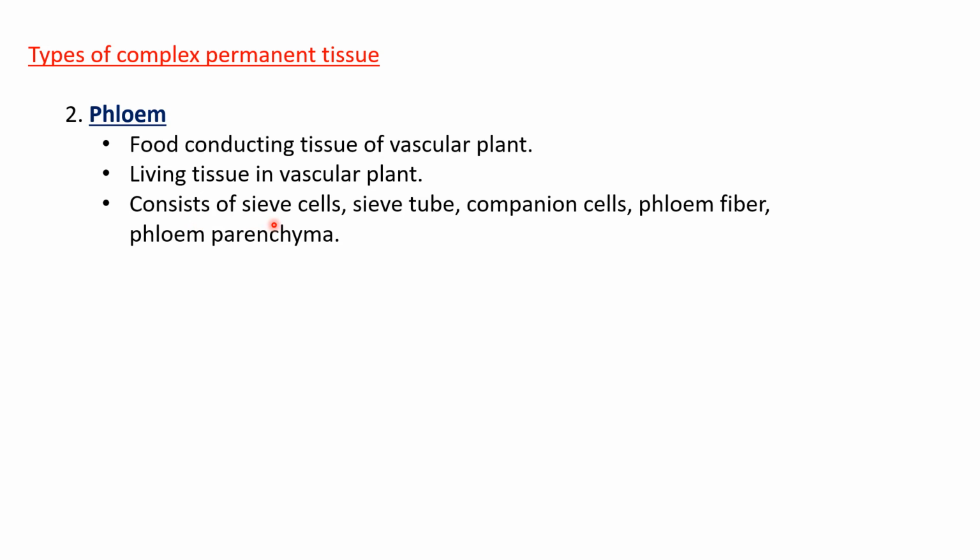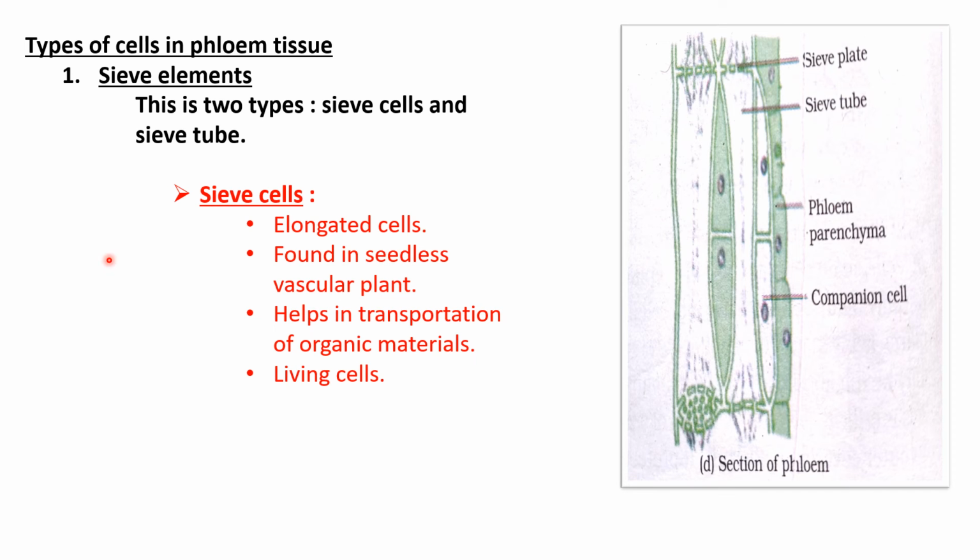It consists of sieve cells, sieve tube, companion cells, phloem fiber, and phloem parenchyma. Here we can see 5 types of cells. What are they? Sieve cells, sieve tube, companion cell, phloem fiber and phloem parenchyma. Now we learn about types of cells in phloem tissue.